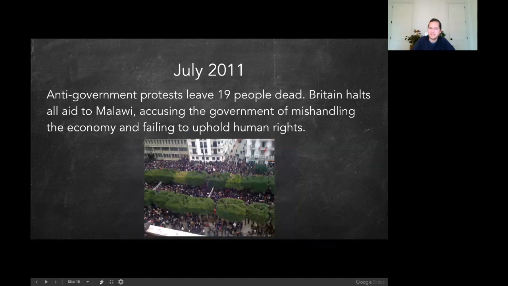All right, 2011. I remember this. I was not there, but I remember this. So anti-government protests. People revolted against President Bingu Mutharika. It leaves 19 people dead. The British halt aid, and they no longer send any support to Malawi until Malawi figures this out and handles it properly. So you got a little bit of anarchy, a little bit of chaos there, but still Mutharika is the president.